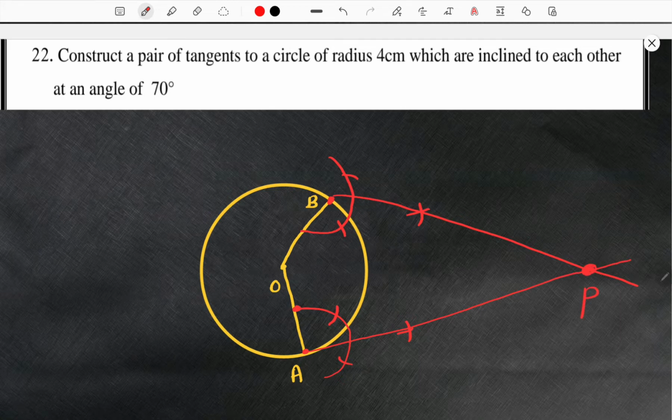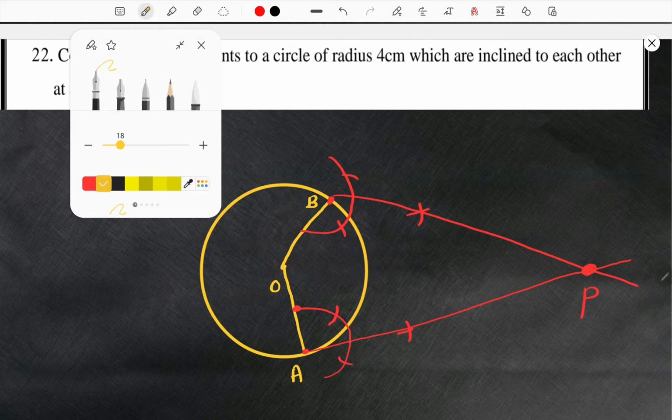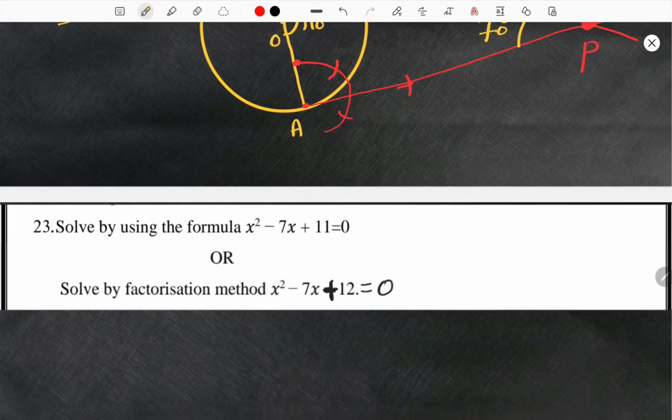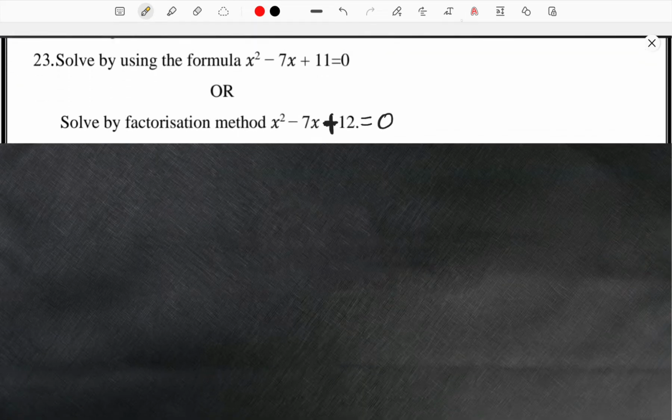Let us name it as point P, and definitely this angle is going to be 70 degrees because this is 110 degrees, and this is 90 and this is also 90, 180 together. So these have to total 180, no? That's why this is 70 and this is 110. Quite a simple thing. Try it with the help of a compass and scale so that you get your 2 marks. Moving forward to the next question.